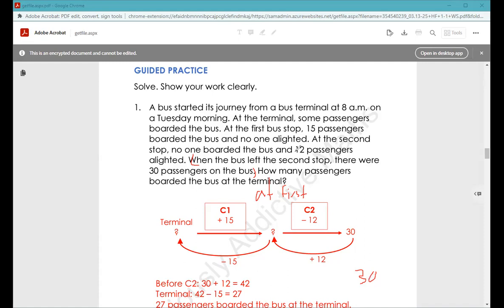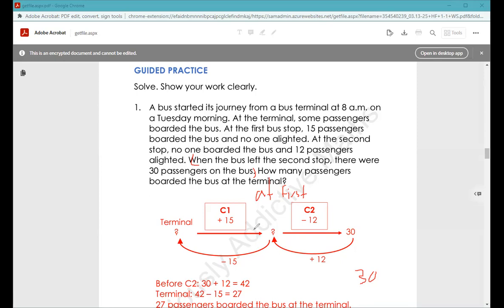It started with 30. When the bus left the second stop, there were 30. What happens before it reaches 30? No one boarded the bus, but 12 passengers alighted. 12 passengers alighted means 12 passengers got off. Got off means minus. When you work backwards, it becomes plus. So use this method to show them.